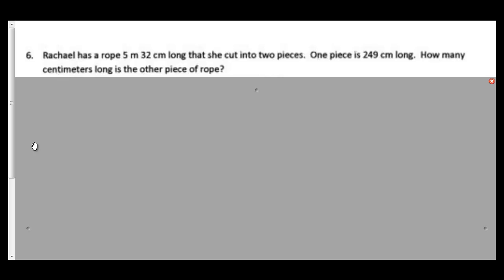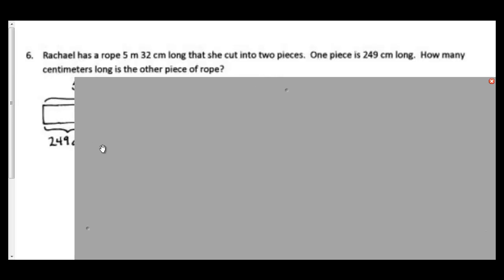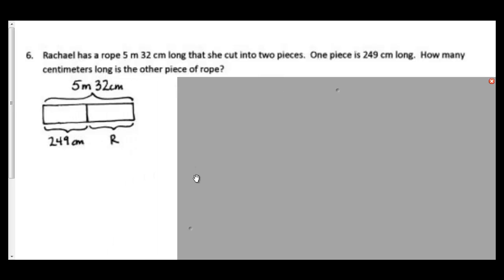If you're completely and totally lost, you can stay with me, and I'll help you get started, and then maybe you do the rest by yourself. All right, so here's my tape diagram. I have the total of her rope, which is 5 meters and 32 centimeters long. That's my total. And I know that she cut it into 2 pieces. I know one piece is 249 centimeters long, but I don't know the other piece, so that's why I labeled it rope. Because I know the total, and I know one part, but I'm missing a part, that tells me that I need to use subtraction.